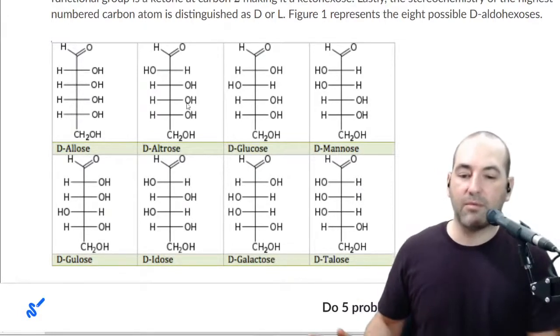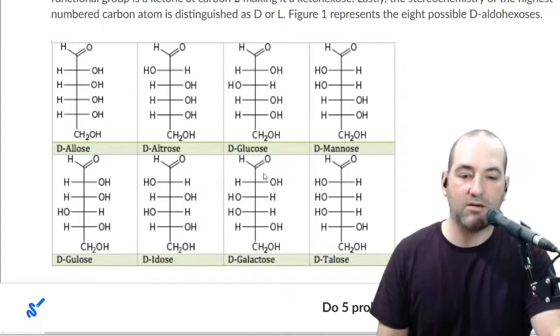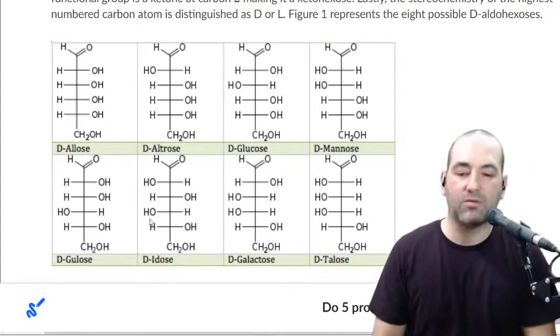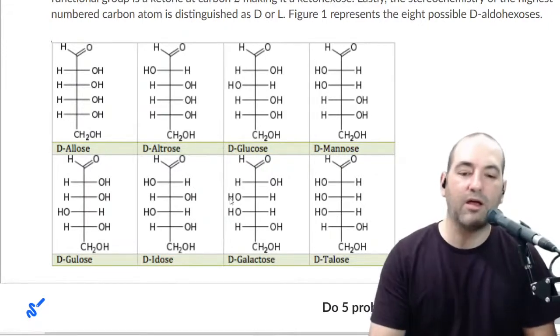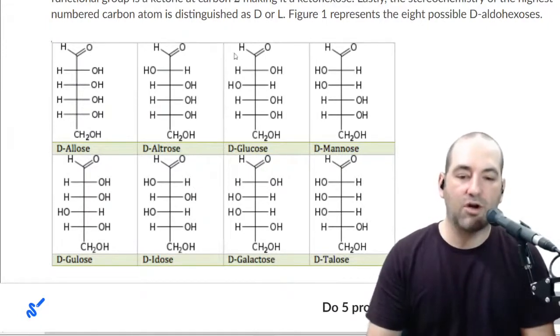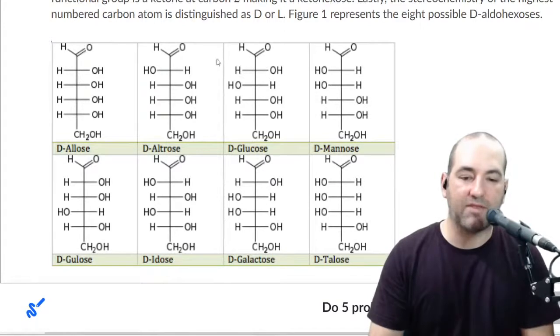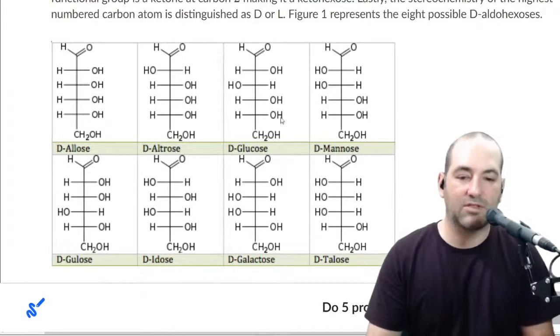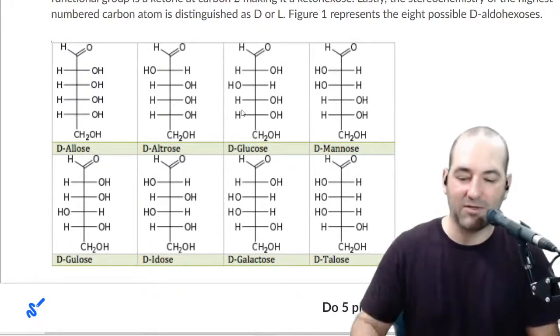As I mentioned, you don't have to memorize these names. If you go on and do more biochemistry, you'll probably need to know which ones are which and which structures are which. But for now, just know that there are these differences based on stereochemistry.